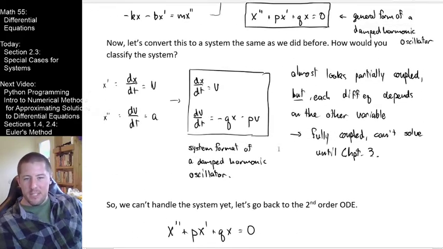Also notice up in our system form, if x is zero, and if we're looking for equilibria, then it needs to be the case that v is equal to zero right here.